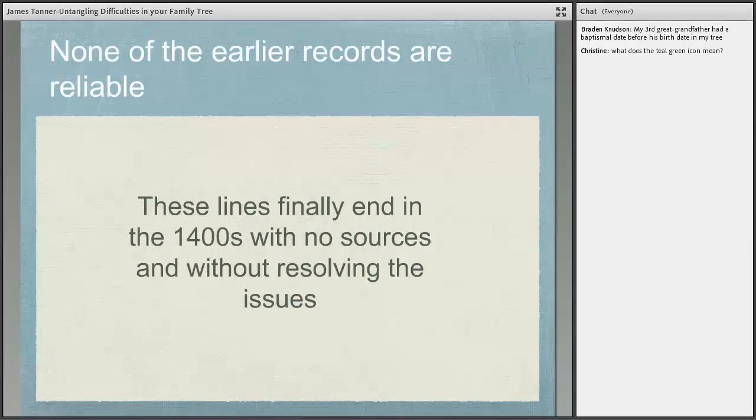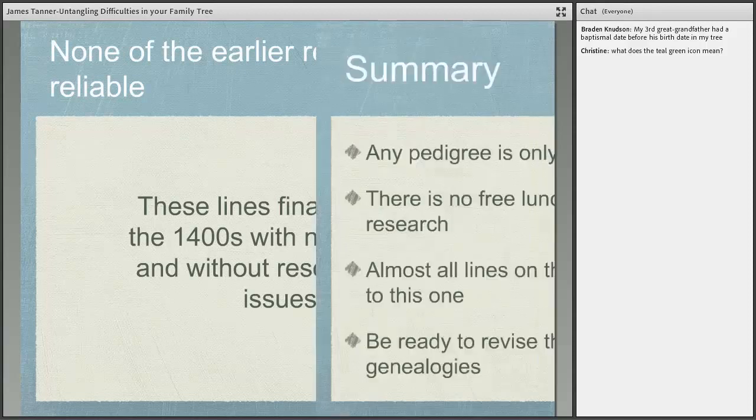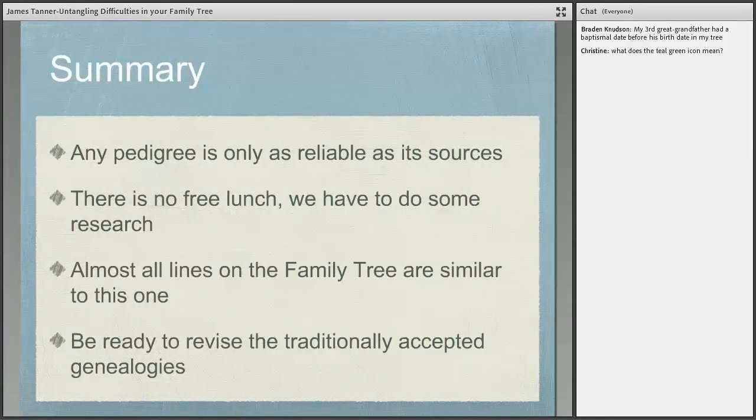None of the early records are reliable. They're the ones that are earlier than Stewart and Hutton's here in this particular line. And in fact, that line, the Stewart line, finally ends back in the 1400s with no sources and doesn't resolve any of the issues that are raised in the later records. So the answer to this is, any pedigree is only as reliable as its sources.